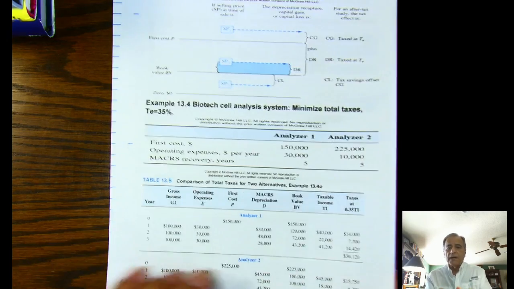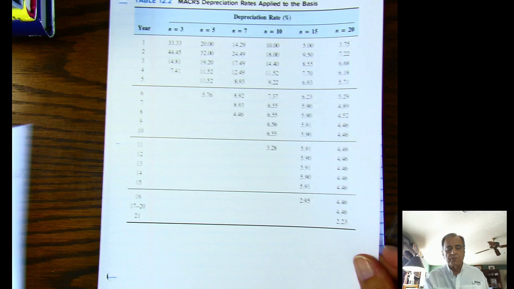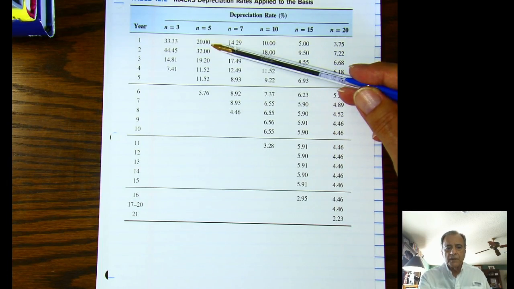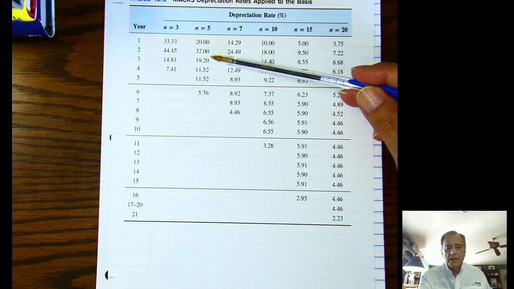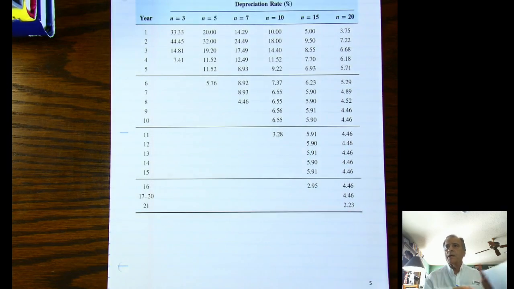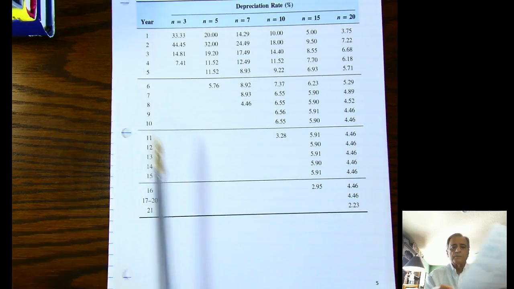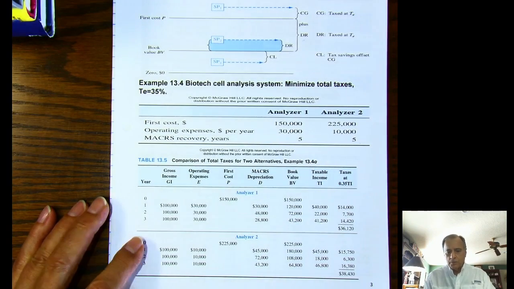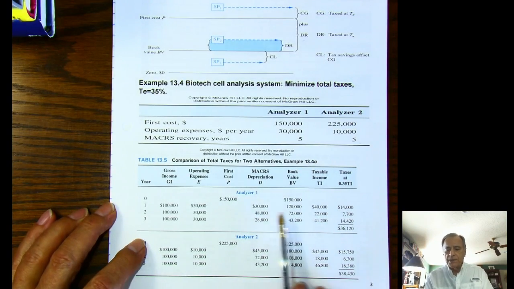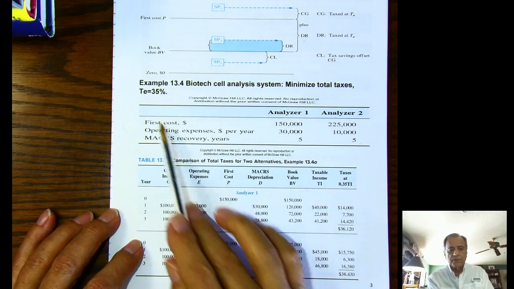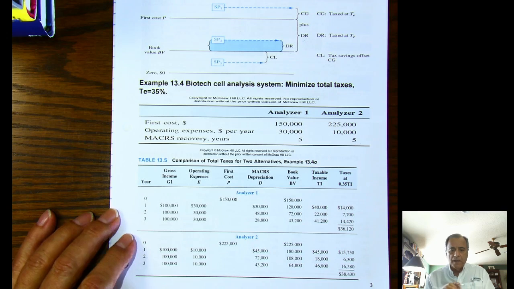So remember, 5-year property now, if we go back to our depreciation table, the first year we're going to depreciate 20%, the second year 32%, and the third year 19.2% of the original price of the asset. It's called P, or the original basis B. So he's looking at the depreciation, taxable income, and then taxes. Okay, and taxes are, of course, 35% of taxable income.